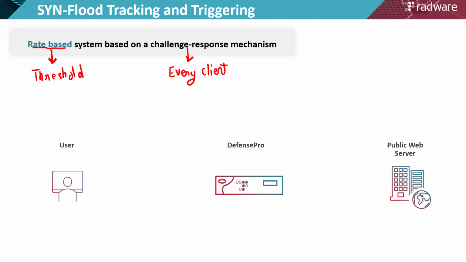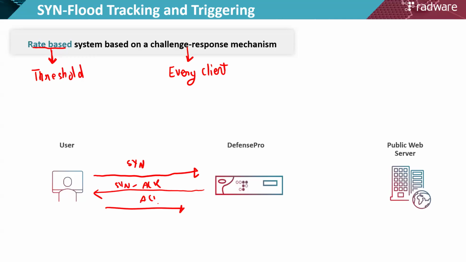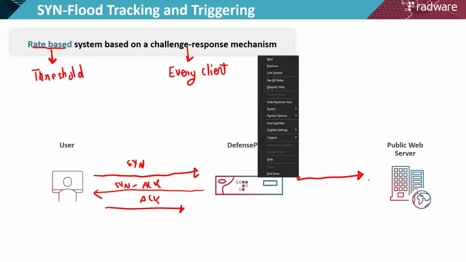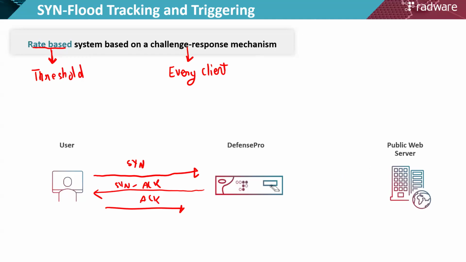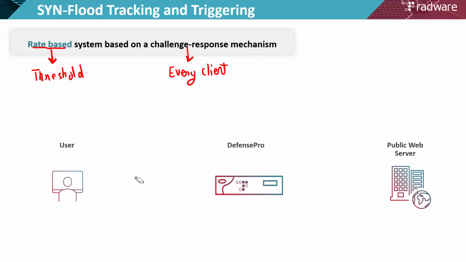So it works something like this. The user will send a SYN request. DefensePro will send a SYN-ACK, and the user will send an ACK. Now, this is a legitimate three-way handshake. If this is the case, we will establish a connection with the backend server. This is in a normal scenario, right?